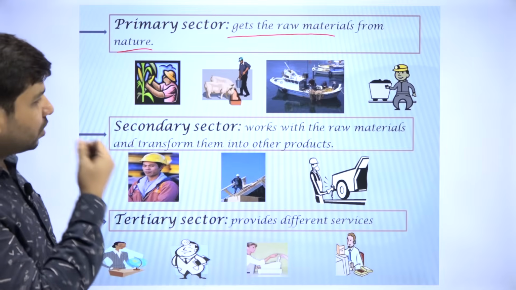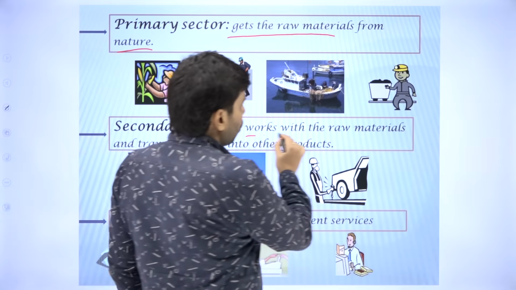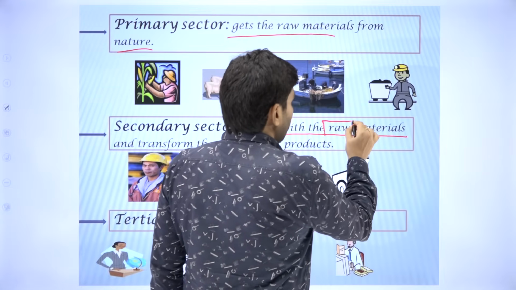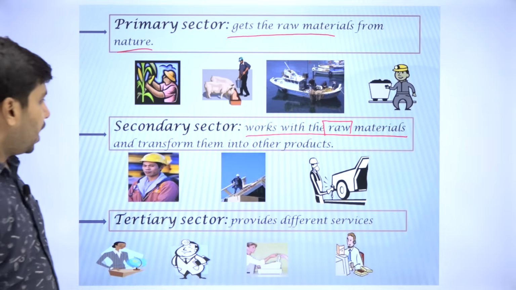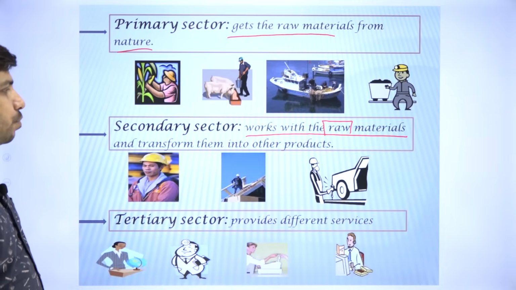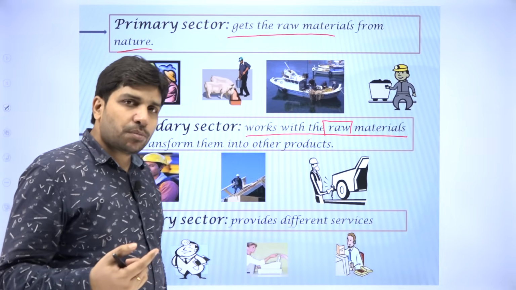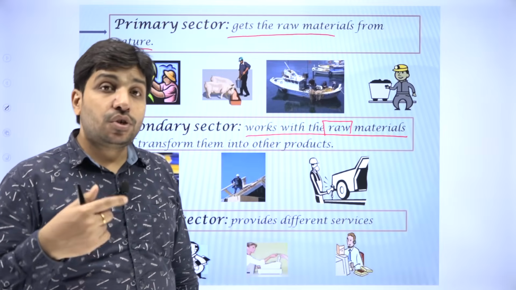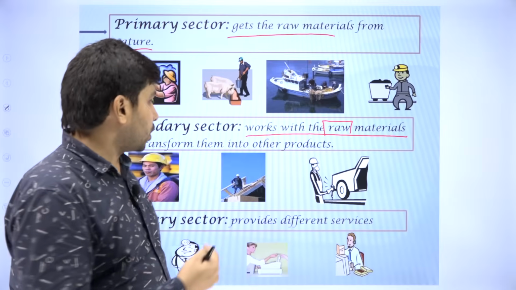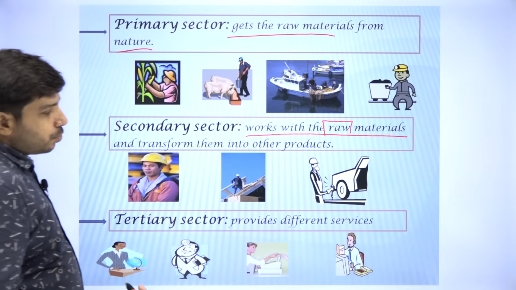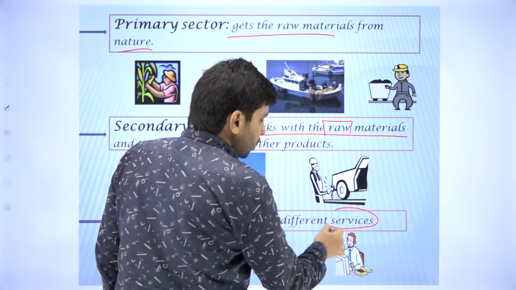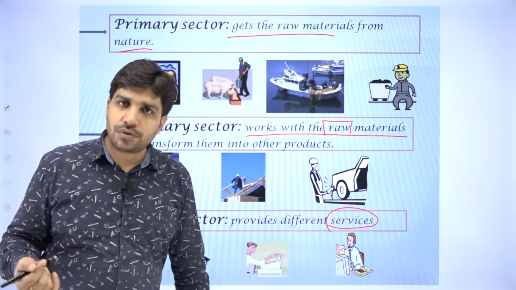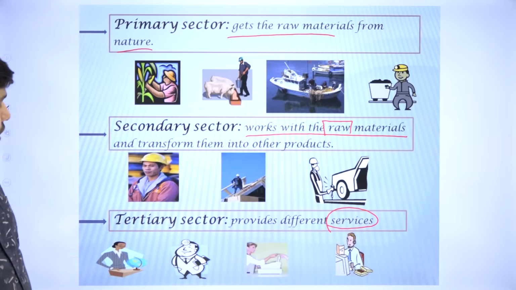Then the secondary sector works with raw materials and transforms them into other, more usable products. Tertiary sector provides different kinds of services, be it banking service or health service. All these will come under the tertiary sector.